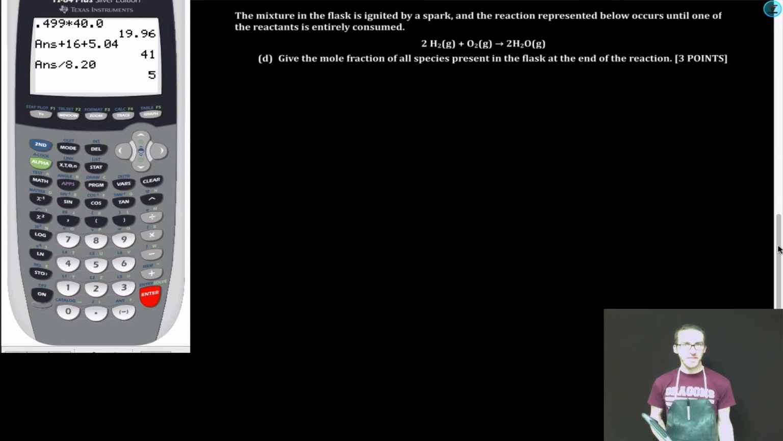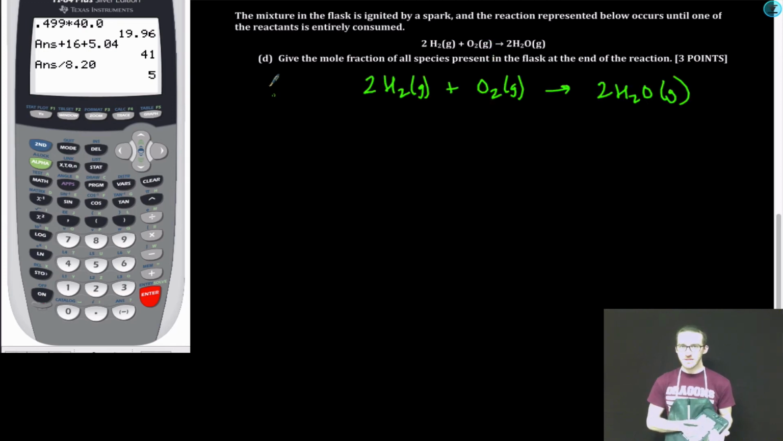The mixture in the flask is ignited by a spark, and the reaction represented below occurs until one of the reactants is entirely consumed. Part D. Give the mole fraction of all species present in the flask at the end of the reaction. All right. First thing I'm going to do is figure out which one of these reactants is entirely consumed. I know I've got hydrogen and oxygen in my flask. I'm going to set up not an ice table, but an ICE table. This is a great way to figure out limiting reactant and which reactant is in excess.